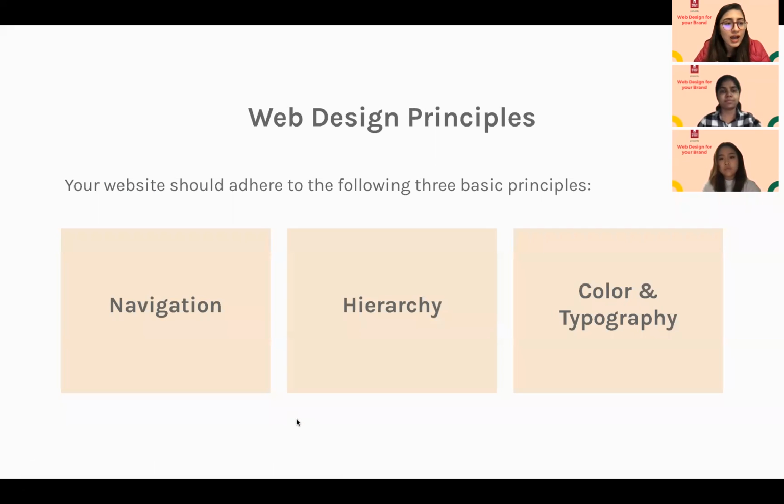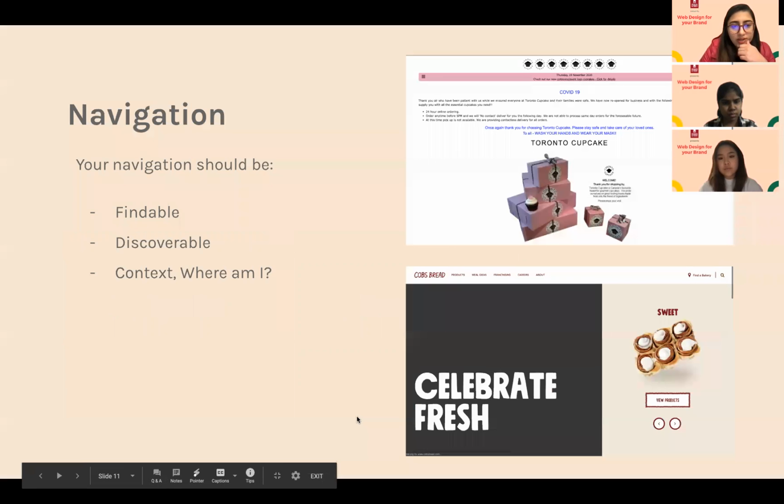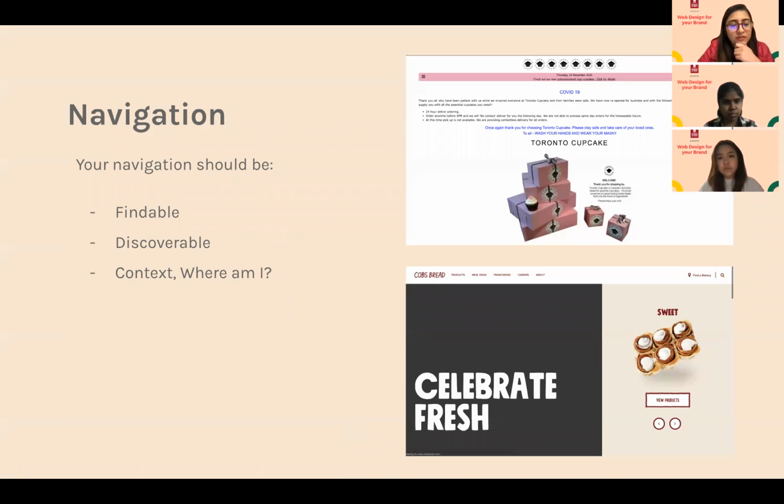Now, getting into the actual principles of web design that your website should follow. They are first the navigation, the second hierarchy, and the third is color and typography. So let's start with navigation first. The navigation should be findable, discoverable, and give you context of where you are on the website.